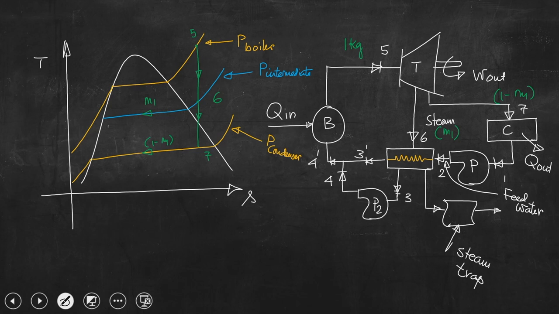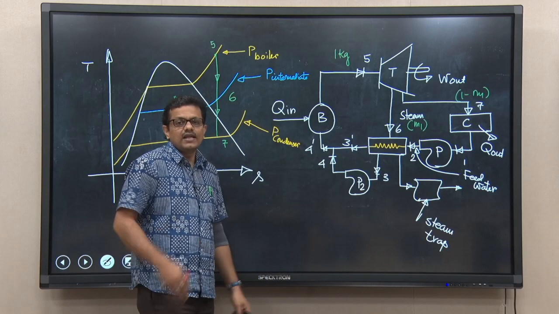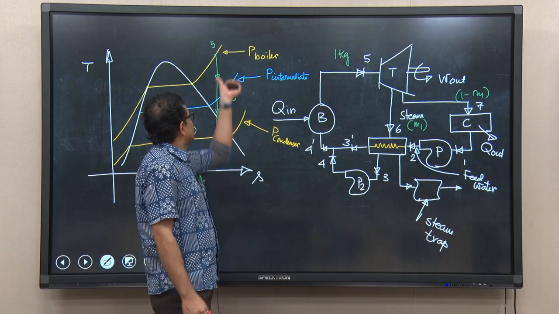And this m1 kg of steam is extracted, but before that, this amount of steam has done work on the rotating part of the turbine, and the steam has done work while expanding isentropically in the turbine, that is 5 to 6.